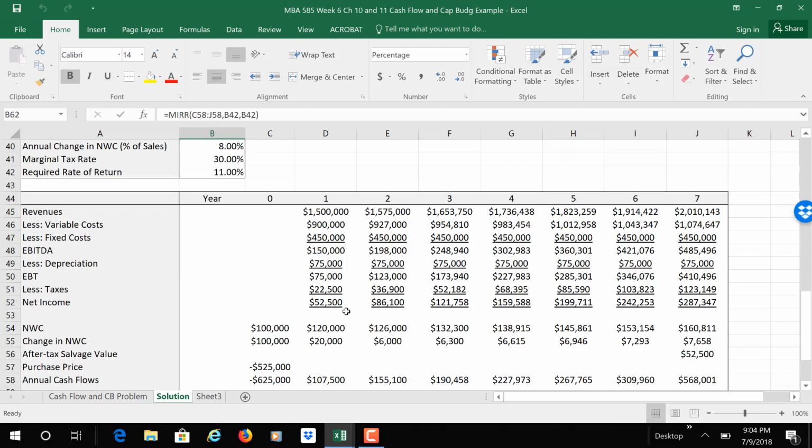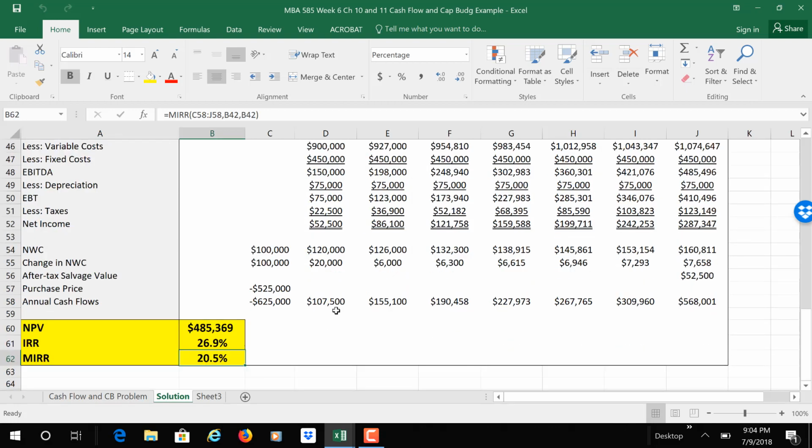Our change in net working capital. Net working capital will be 8% of the $1.5 million in revenues. That is $120,000. We already had $100,000 in working capital. That's only an additional $20,000 in net working capital.